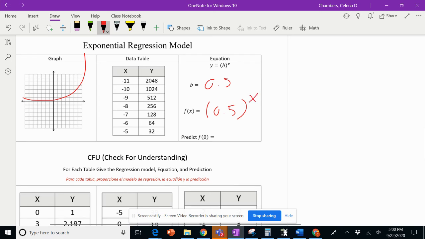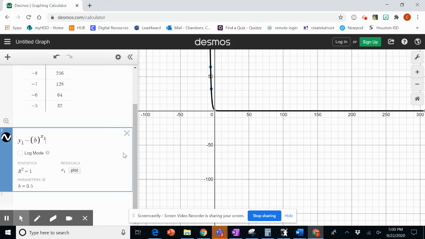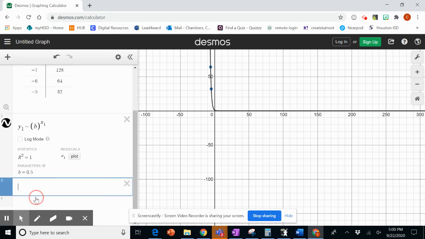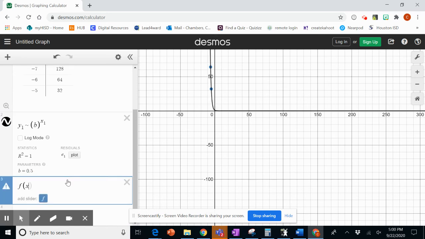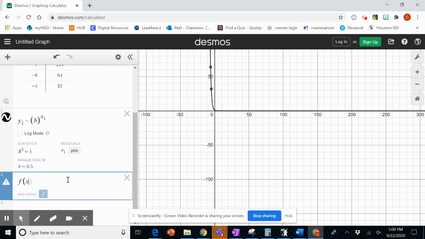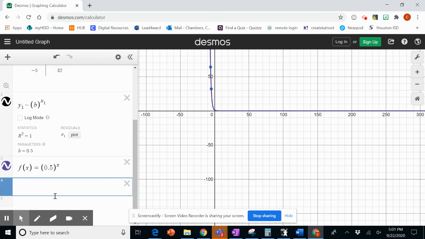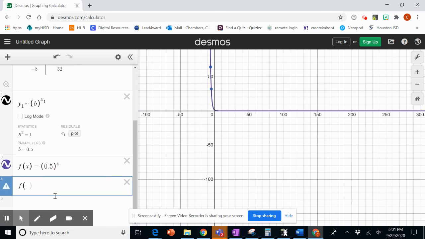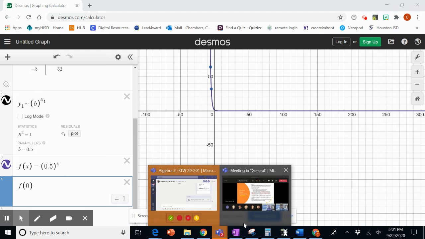And let's make our prediction. So we have f of x is equal to 0.5 to the power of x. And we want to know what is f of 0. And f of 0 is equal to 1. So that is how you do data regression.